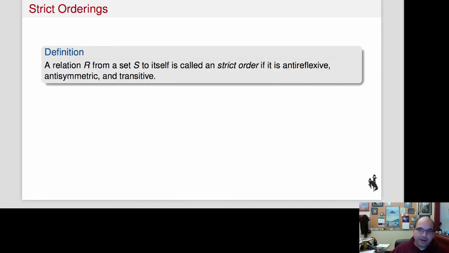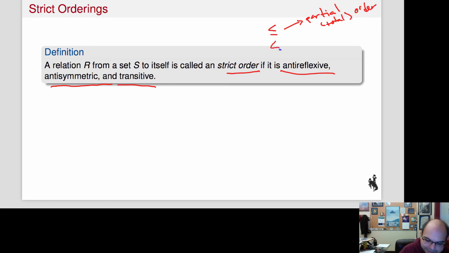Okay, now this is actually not a kind of a standard term, but it's one that I wanted to bring up, and that is a strict order. And we have a strict order if it is antisymmetric and transitive, okay? But it is actually not reflexive. In fact, I want it to be anti-reflexive so that nothing is less than itself, so to speak, right? So less than or equal to, that is a partial, okay? And actually, it's a total, right? Order. Less than, that is a strict order, okay?